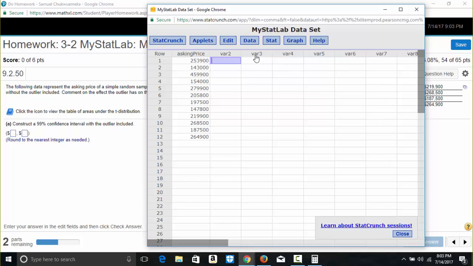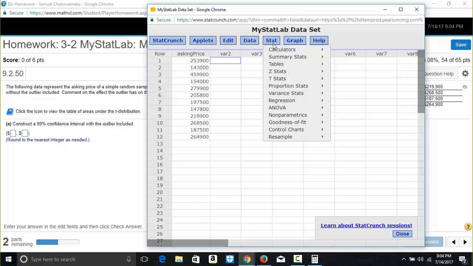So you come over, here they gave us the data, and they did not give us the population standard deviation. If they gave us population standard deviation, you use Z stats. If they give you sample standard deviation, you use T stats. Here, they didn't give us anything. They just gave us a sample data. That means they didn't give us anything for the population. So we're going to use T stats.